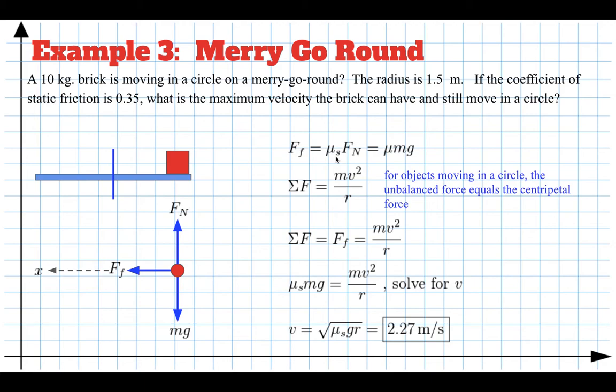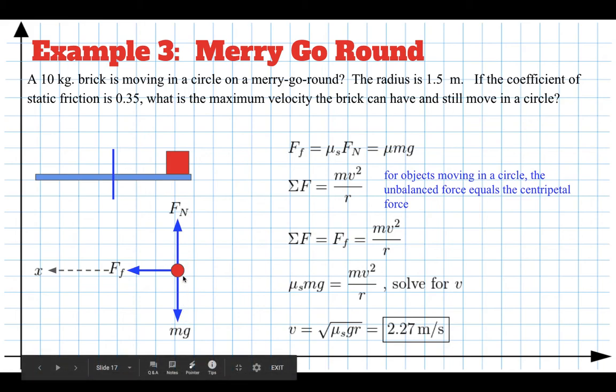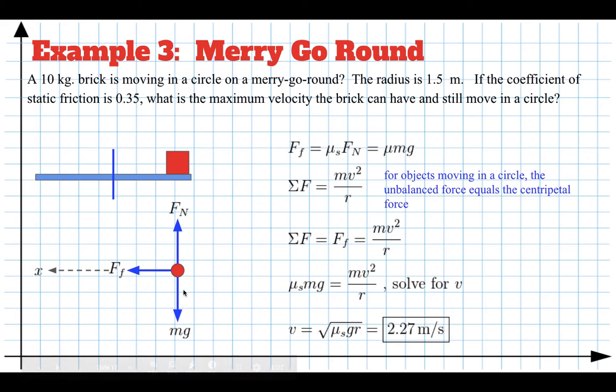It always equals mu times the normal force. And I think you can see that the normal force, the force going up, must be the same as the force going down here, because it's not accelerating up or downwards. So the normal force is just mg. So the friction force is mu times mg.